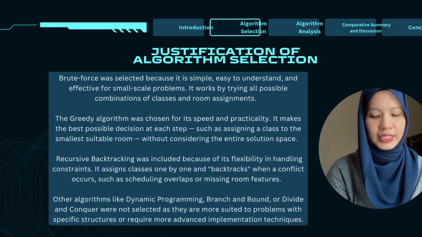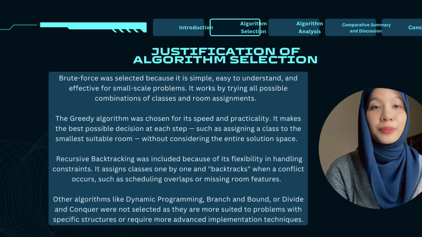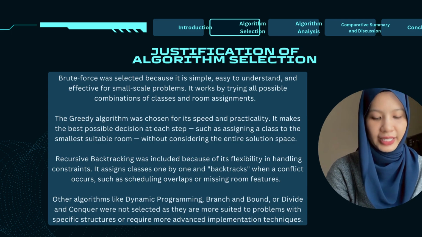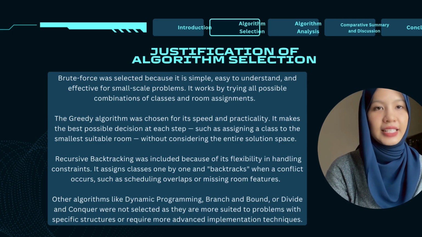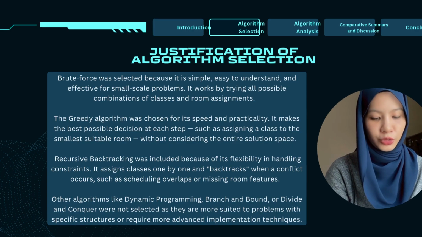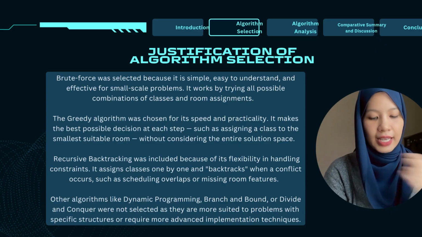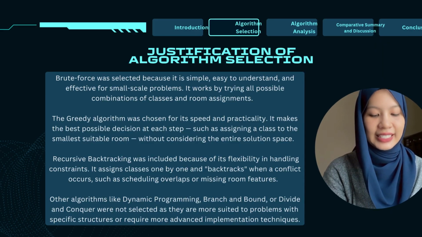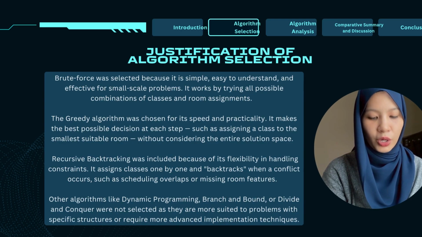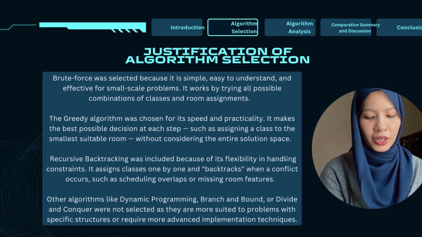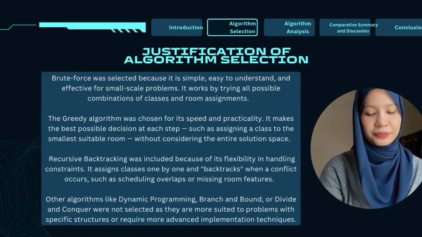Third is recursive backtracking. Recursive backtracking was included because of its flexibility in handling constraints. It assigned classes one by one and backtrack when a conflict occurred, such as scheduling overlap or missing room feature.